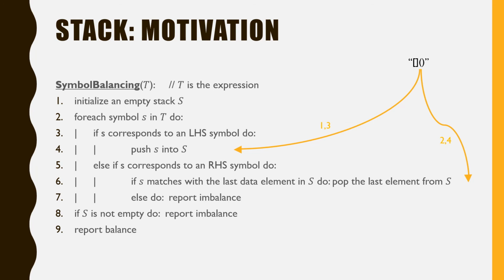Finally, for the last example, the first symbol is a left bracket and pushed to the stack in line 4. The second symbol is a right bracket and matched with the left bracket in the stack in line 6. After the matching, the left bracket is removed from the stack and the stack becomes empty. The third and the fourth symbols are processed in the same way. Once we have exhausted the expression and end up with an empty stack, we report balance in line 9.